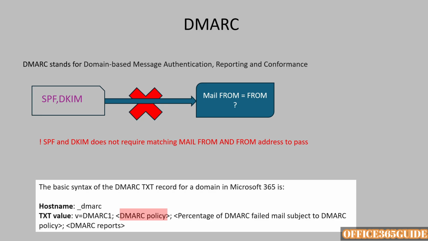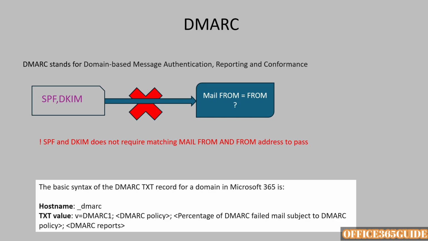Next, you're telling the percentage of DMARC failed mail subject to the DMARC policy. So you're telling the recipient server how many emails that fail DMARC get the policy applied to them. If you're testing, or if you have just updated your record, it's good to have 50% there so that you can get the reports, and once you're satisfied with everything, you can make it 100%.